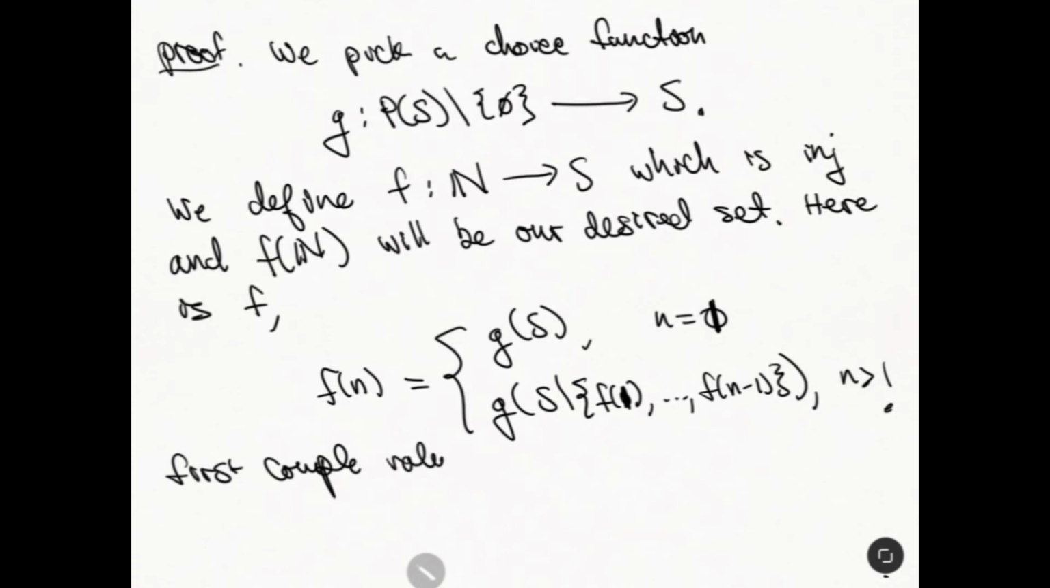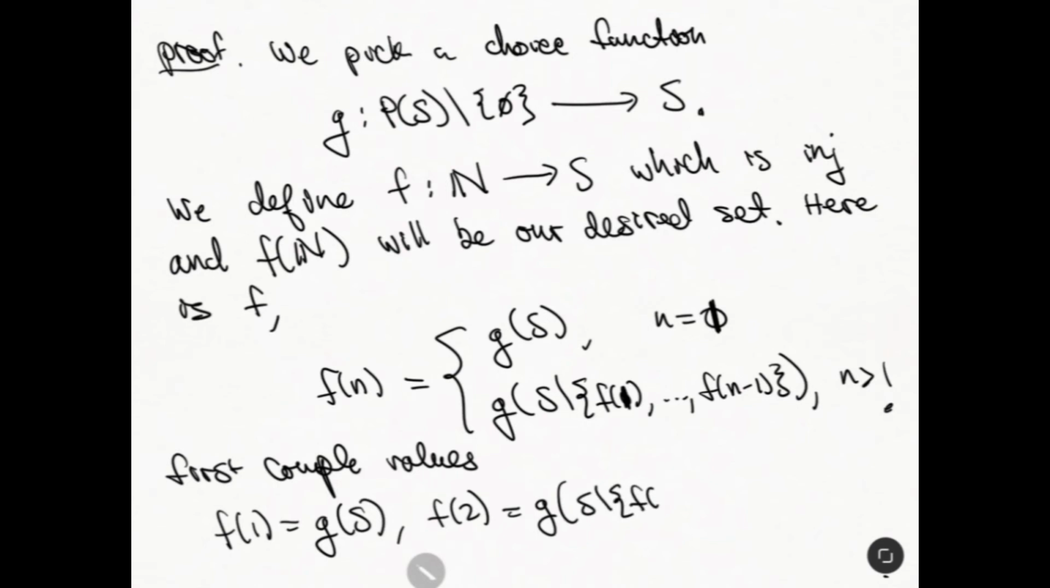First couple of values. So f of 1 is we apply the choice function to the whole set. F of 2 is we apply the choice function to this, but now we remove what f of 1 was, so we get a different subset. Then f of 3: we remove, so I'll write it here, g of S, and then we remove f of 1 and f of 2. Every time we're removing the previous values so that they'll be distinct.